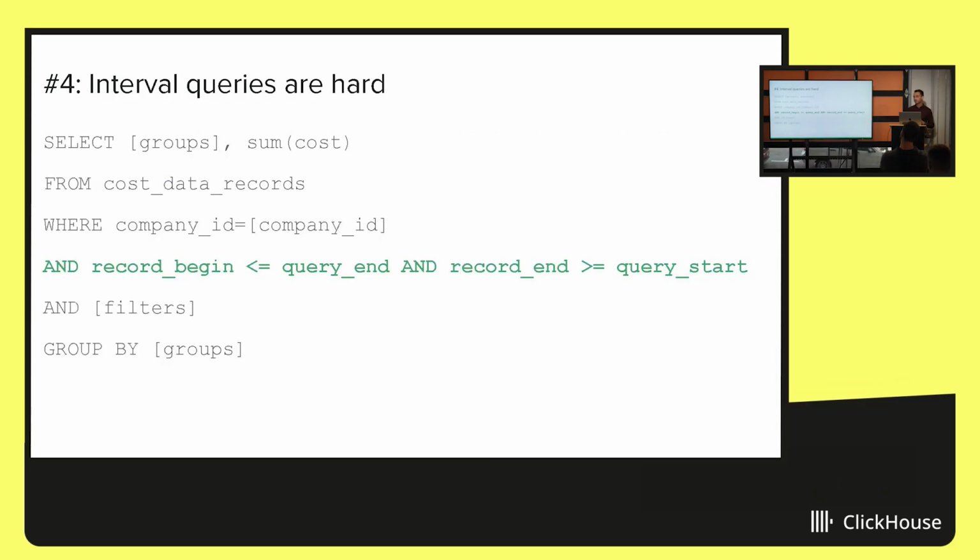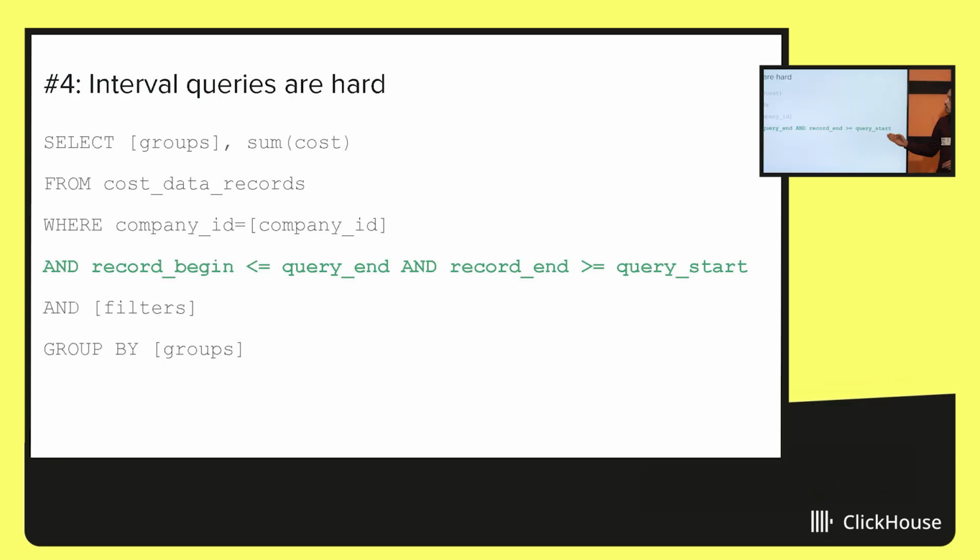All right, the fourth, final, and most significant challenge we had to overcome is interval queries. Interval queries are hard. If you guys remember from the first slide, this is the same query. This isn't quite what you would expect. We're saying, look for records where the begin date is less than the end date of our query, and the end date is greater than the start date of our query. What is this? This is trying to find records that overlap with the query.